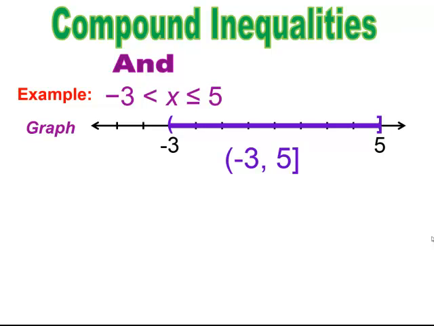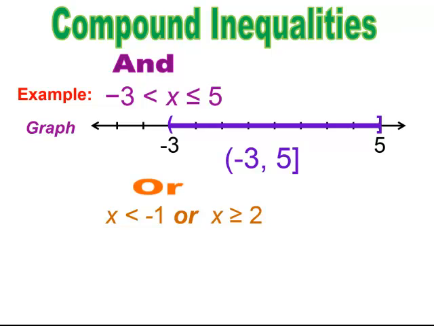So the interval notation is written very similar to the graph, except we don't have the shading part in it. So at -3, it's going to be parentheses -3, comma, 5, and then a bracket. And this is what the interval notation would look like for an and compound inequality.